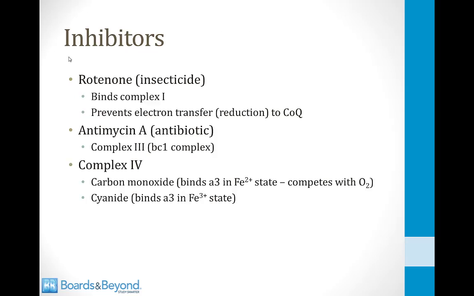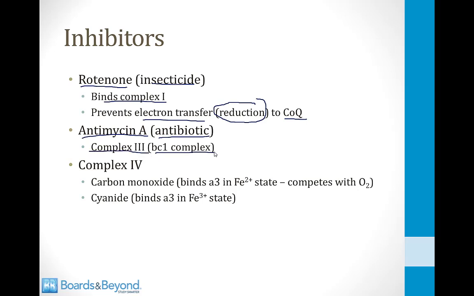There are a couple of inhibitors of the electron transport chain you should know about. The first one is called rotenone. It's an insecticide that binds complex 1, and it prevents electron transfer to coenzyme Q. It's described as an inhibitor of the reduction of coenzyme Q. Another inhibitor of electron transport is antimycin A. It's an antibiotic that is not used clinically. It can bind to complex 3, the BC1 complex.